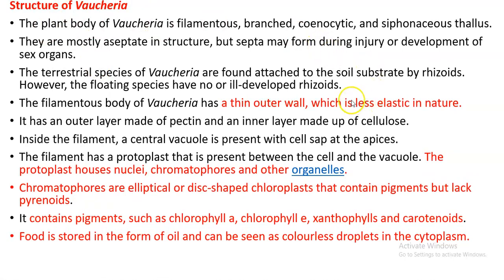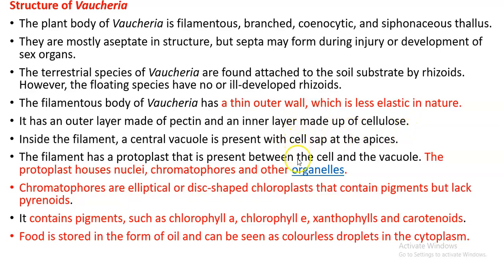I have given all the details that I have already explained. It is having a thin outer wall which is less elastic in nature, because in the case of vegetative reproduction we will see that it will be doing vegetative reproduction through fragmentation. For fragmentation, the particular thallus has to break apart. That will be possible because it is less elastic in nature. Then just like in the case of Spirogyra we have discussed, the cell wall's outer layer is made up of pectin, and inner layer is made up of cellulose.